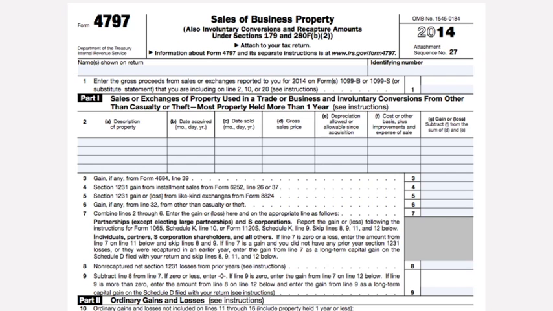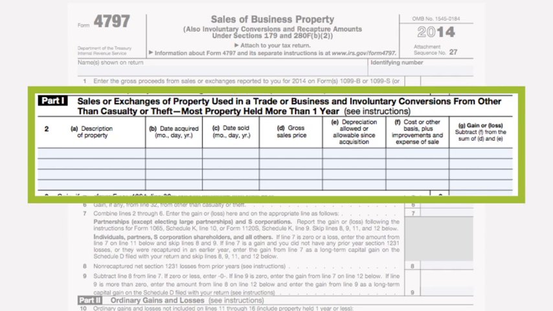If we look back at Part 1 on line 2, I will cover the criteria that is needed to report each asset sale. First is a description of the property, the date the asset was acquired and the date sold, the gross sales price, which includes all proceeds you received when you disposed of the asset for any reason, and all depreciation based on the depreciation rules calculated for that asset.